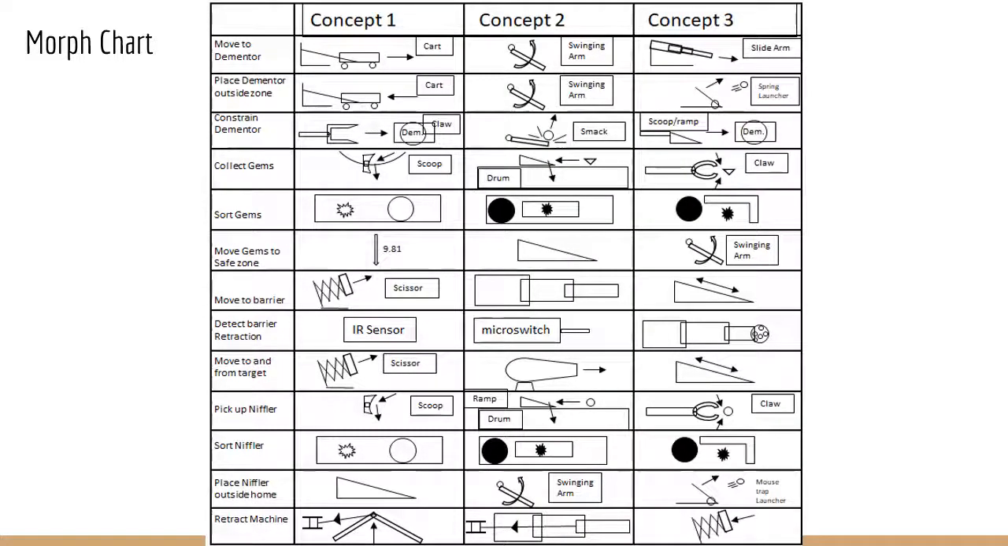From the function tree, we generated a morph chart which lists 3 design concepts for each of the 13 bottom-level functions in our function tree. From this, we found that many of the tasks in the competition are somewhat redundant and can be performed by identical machines. For example, the 3 tasks related to the gems are very similar to the tasks related to the nifflers and can likely be performed by a single machine capable of doing both.